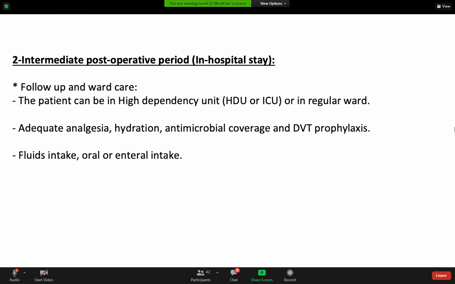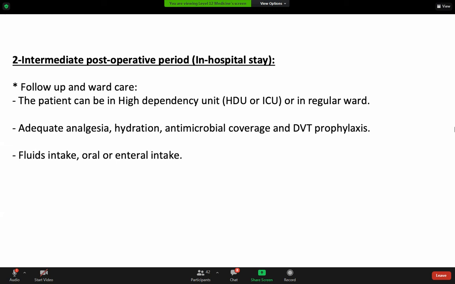Intermediate post-operative period, which is the in-hospital stay. The patient now has left the recovery room and gone to the room, the ICU, or the HDU. So this is the intermediate period. The patient can be in the high dependency unit, HDU, which is a lower level of care than the ICU, or the intensive care unit, or a regular ward.